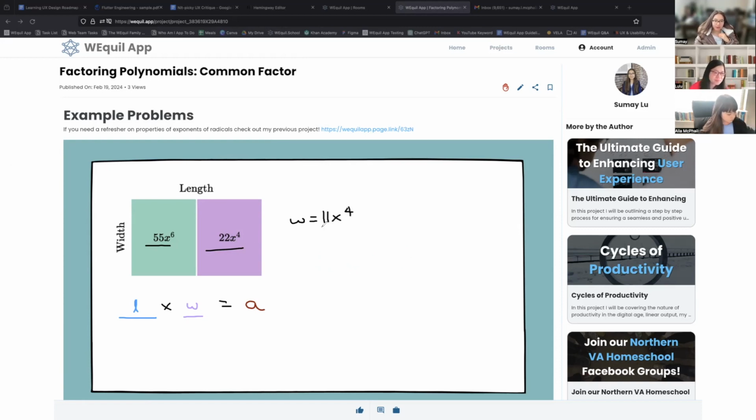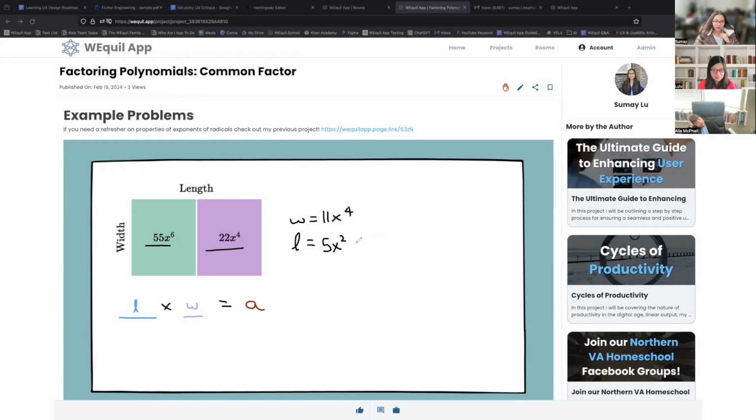Now that we have the width, we need to get the length. To do this, we'll say what multiplied by 11x to the power of 4 equals 55x to the power of 6. And this would be 5, right? Because 11 times 5 is 55. And then x to the power of 2. As we already covered, 4 plus 2 is 6. And this is 55 times x to the power of 6.